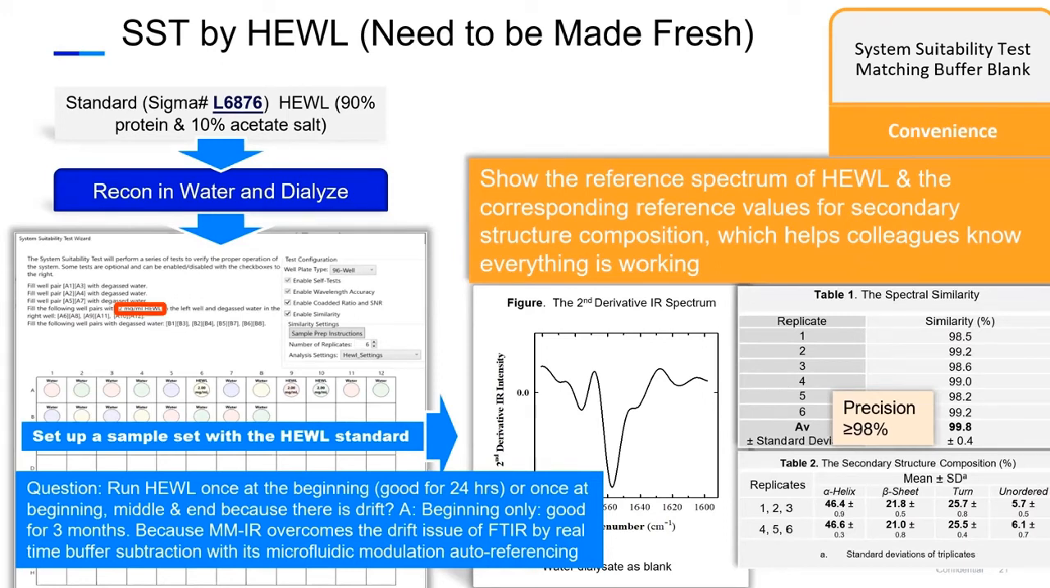We have put together here a flow chart which makes things easier to navigate, with 3 steps in it. As you can see, the SST wizard in the software can help you set up a sample set with the HEWL standards by obtaining replicates of this standard to check instrument precision with the similarity score. So together with the reference spectrum of HEWL and the secondary structure composition values, which would help colleagues to know everything's working for the method.